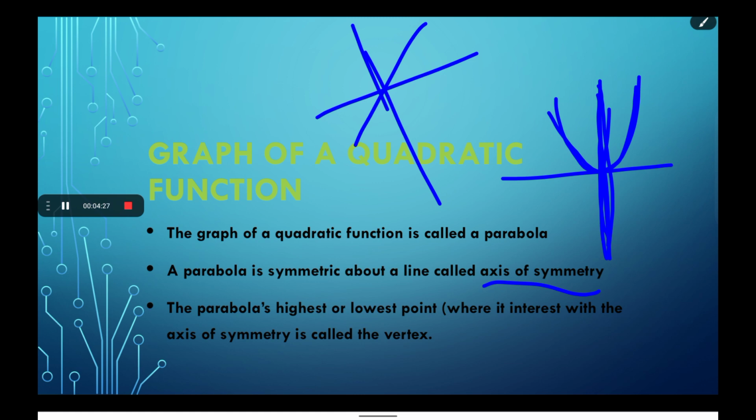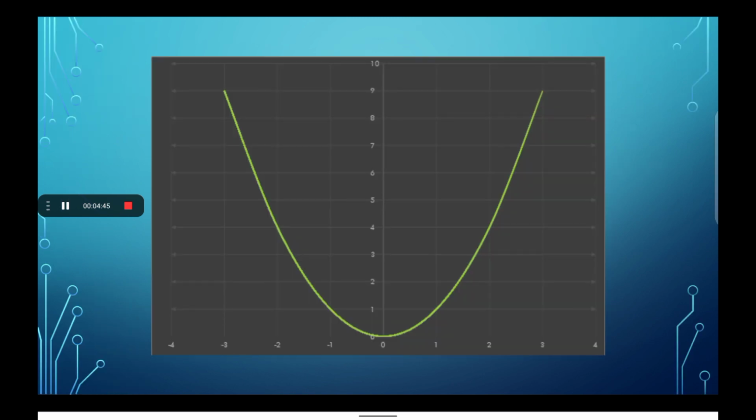Here the parabola's highest or lowest point, where it intersects with the axis of symmetry, is called the vertex. Here the middle point, that means this is the vertex of this parabola. Okay, I hope you understand this. This is an example of a parabola graph, a quadratic function graph. Here the center middle line is the axis of symmetry. The origin here is the vertex.